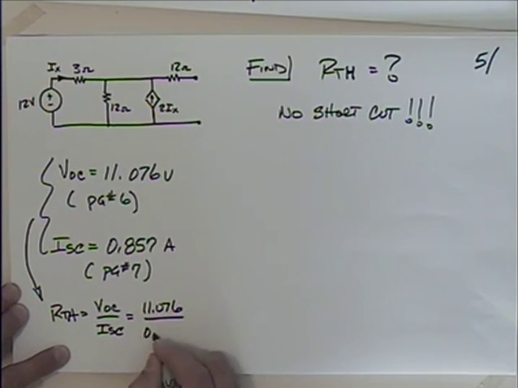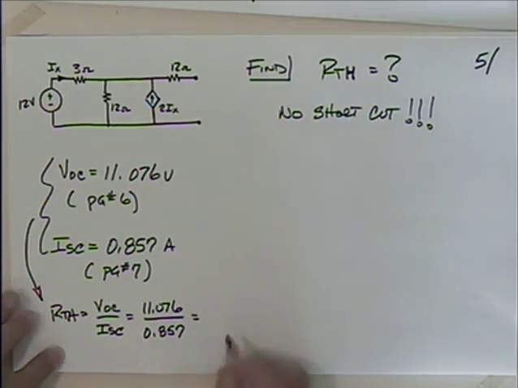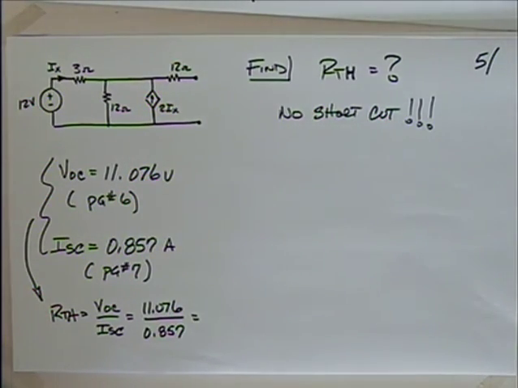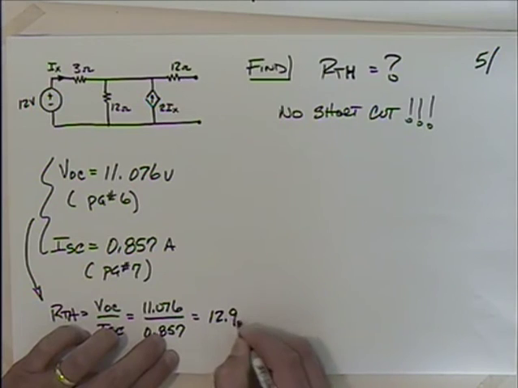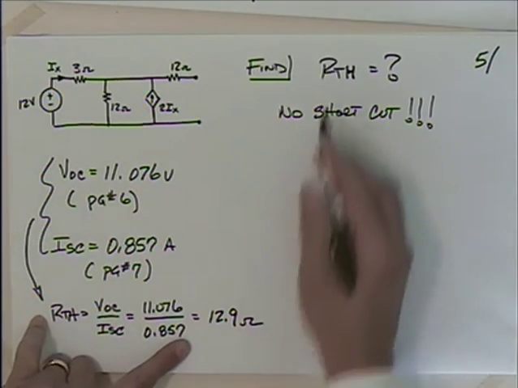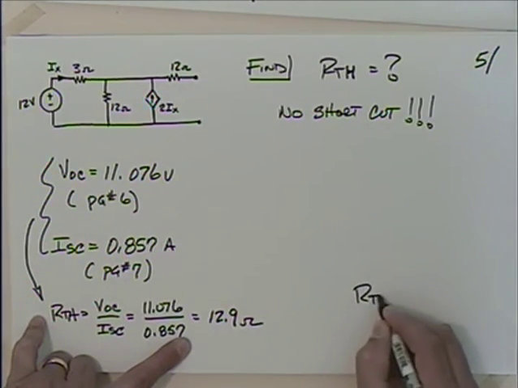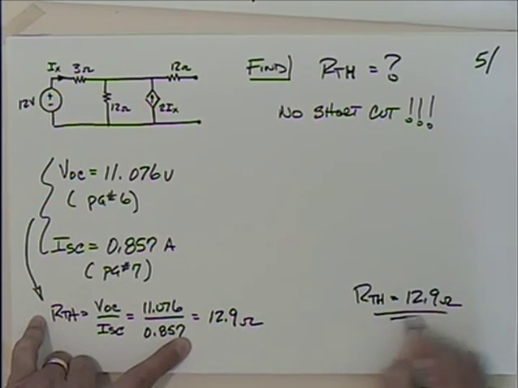11.076 divided by 0.857. They're both positive. That's good. If one was negative, the other would have to be negative. Let's see. 12.92, I'll just call it 12.9. There's three significant figures. 12.9 ohms. Okay, so we can answer this thing. We can say that R Thevenin is equal to 12.9 ohms.